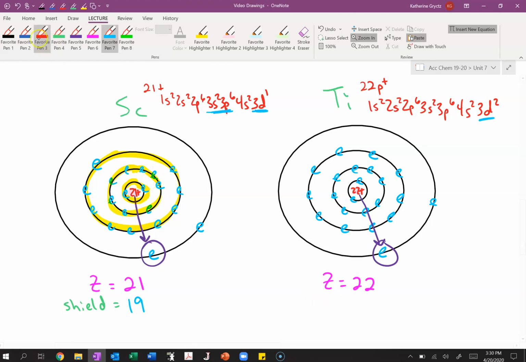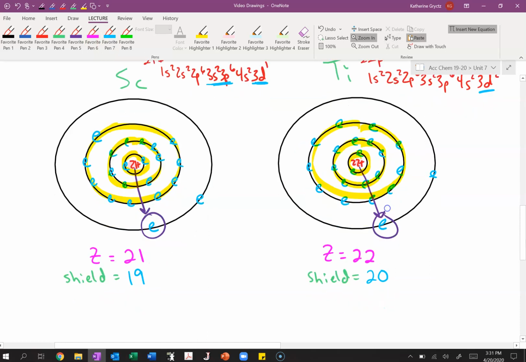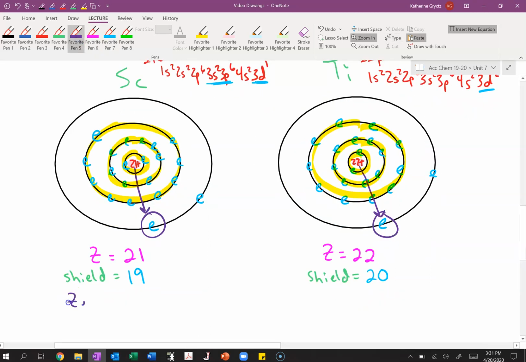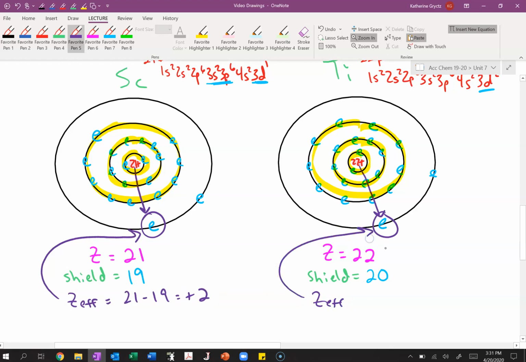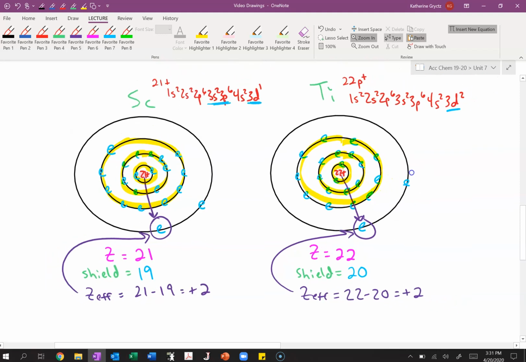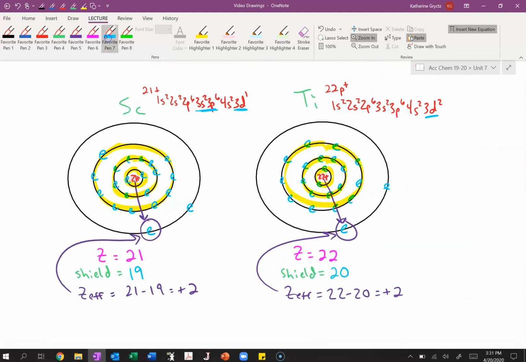Okay, and if you do the same thing for titanium, for this outermost electron, we'd add up all of the inner energy levels, and we should get that our shield is 20. So then when we look at the Zeff for that outer electron in scandium, we get 21 minus 19, which is a positive 2. When we do the same thing for the outer electron in titanium, we get 22 minus 20, which is a positive 2.